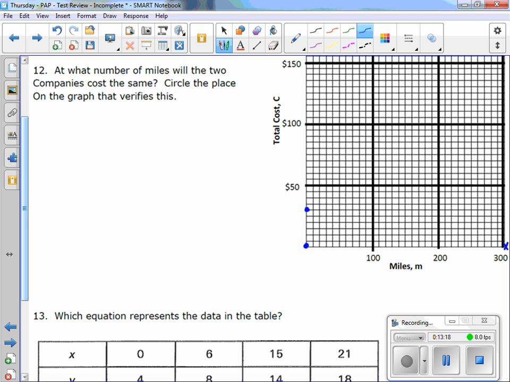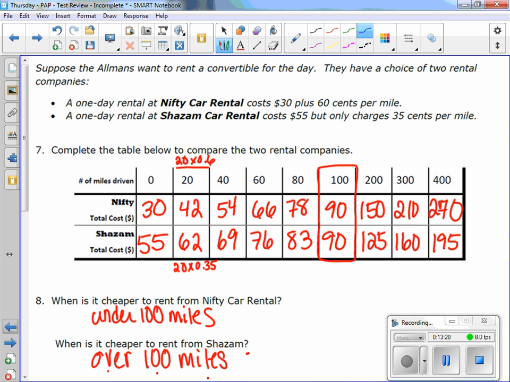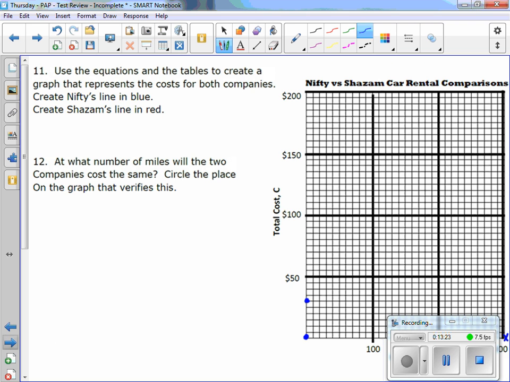And then I just need to plot my points. So that was going to be 20 and 42. Oh, this is not the same scale. This is 10, 20, 30, 40, 50, 60, 70, 80, 90, 100. So we're counting by tens down there. So 20 would be right here. And then about 42 is in there. And then I've got 40 and 54, somewhere right around there.